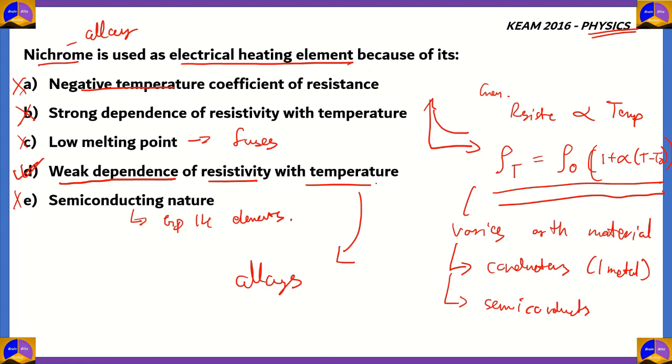Otherwise, as the temperature increases, the resistivity also increases. It makes it harder for the current to pass through the element, and that makes for a terrible loss of power. So option D is the correct option for this question, which was asked in 2016.